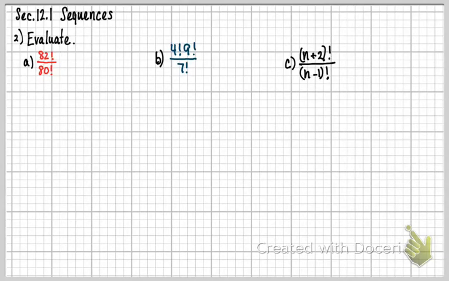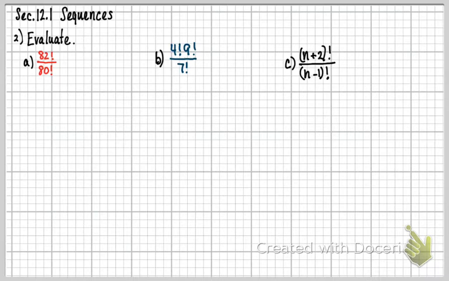So this problem says evaluate. So we have 3 factorials that we're going to evaluate here. So think about what 82 factorial is. So this one here we're going to do first. Now if you try to plug that in your calculator, it won't work. It'll overflow. It can't do past, I think, about 70-something factorial. So if you try to plug that in, it won't work.